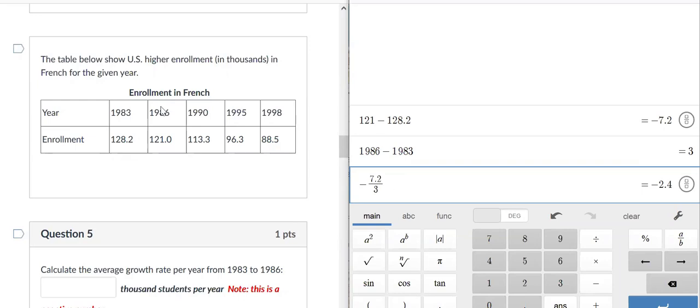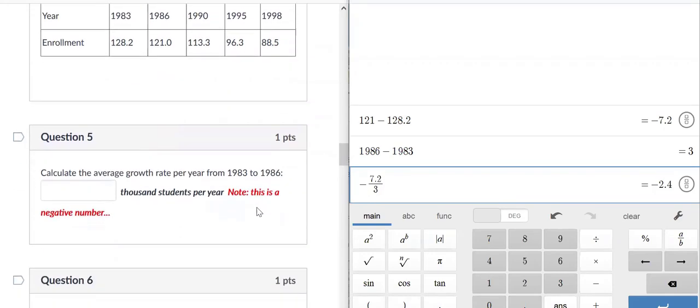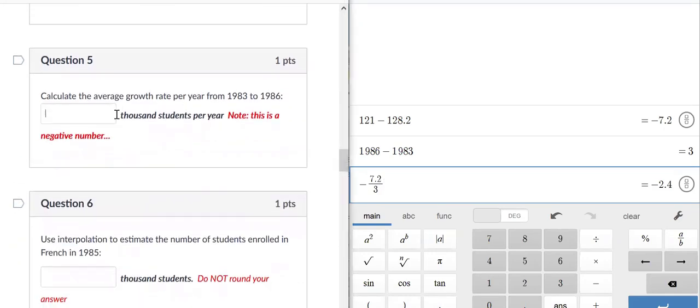So on average, from 83 to 86, the enrollment decreased by 2,400, right? Or 2.4 thousand, right? Okay. So that's the average growth rate, and this is a negative number as a little reminder. So it's negative 2.4. Okay.